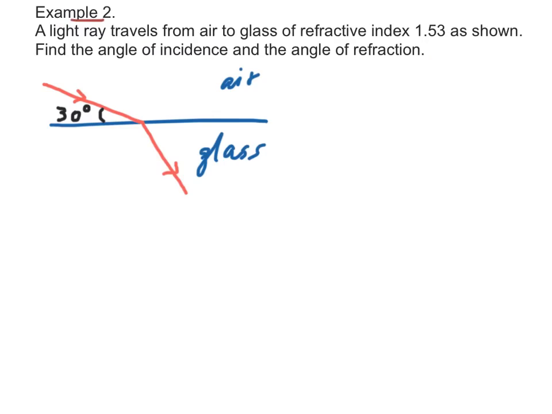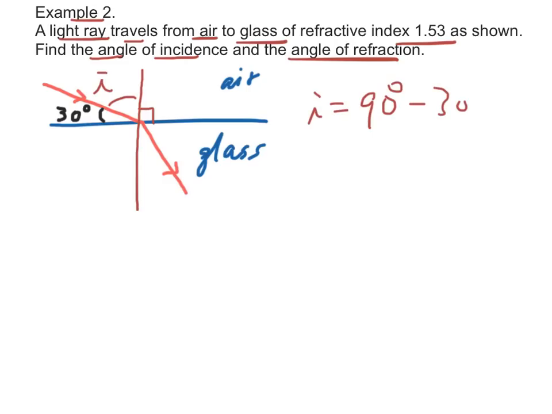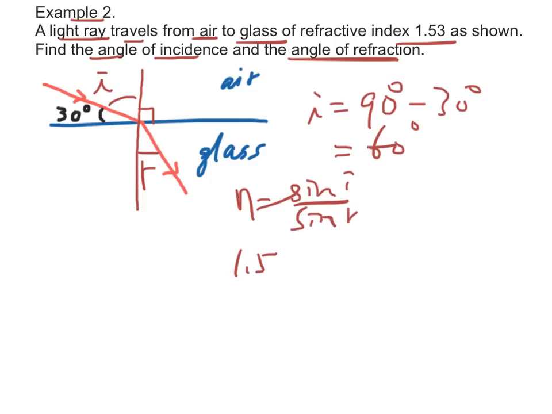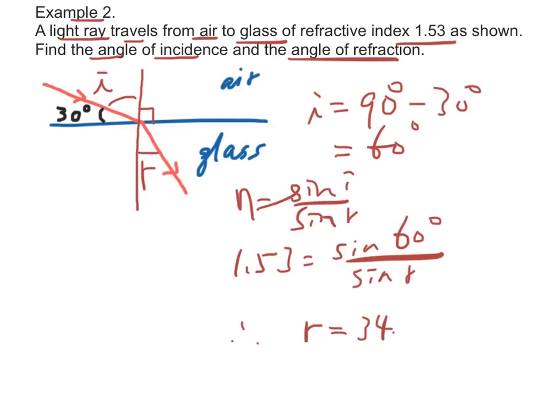Example 2. A light wave travels from air to glass of refractive index 1.53. Find the angle of incidence and the angle of refraction. From the diagram, the angle of incidence I equal to 90 degrees minus 30 degrees, which is 60 degrees. Let the angle of refraction be R. By n equal to sin I over sin R, we have 1.53 equal to sin 60 degrees over sin R. Therefore, R equal to 34.5 degrees.